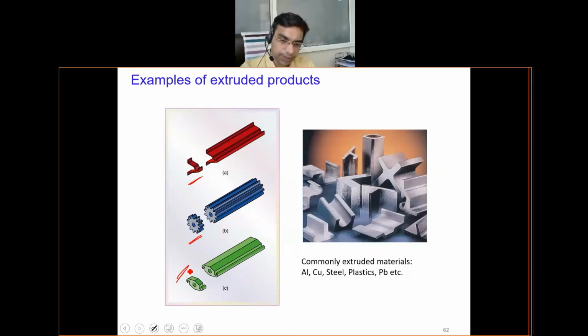Commonly used materials for extruded products include aluminium, copper, steel, plastics, lead, etc. So virtually all materials are possible, but the non-ferrous materials are more popular with this process. Nevertheless, now with improved process technology, we can also extrude the ferrous materials as well.